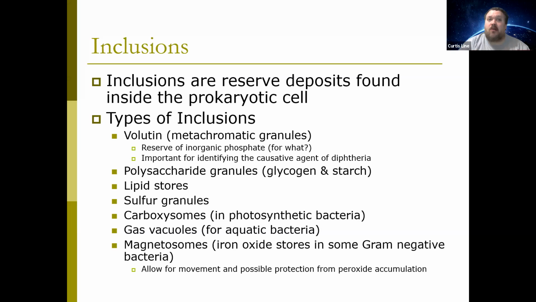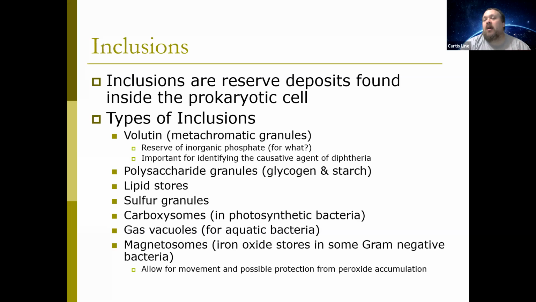Bacteria that live in water have gas vacuoles that they use to move through the water so that they can float and sink, float and sink. They use gas vacuoles for that. And then magnetosomes are storages of iron oxide that some gram-negative bacteria have. It's used for certain types of motility or movement, and it could also provide some protection from peroxide accumulation.